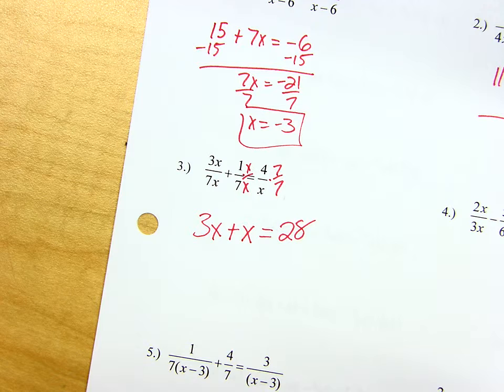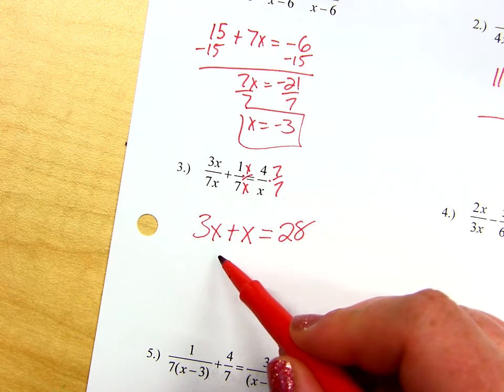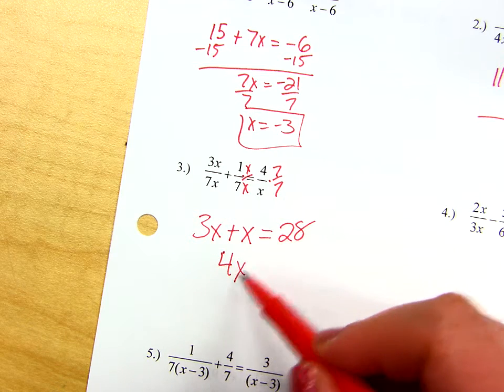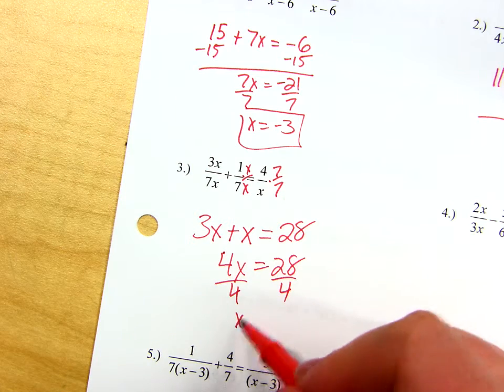How do you solve that? What's 3x plus x? Yeah, 3x and x is 4x. So all I have to do is divide by 4. So my answer is just 7.